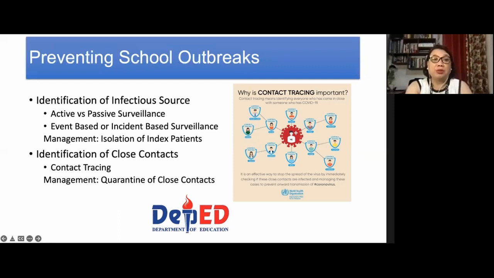What do we do then with the close contacts? And why is contact tracing important? If you look at the figure on the right, the index patient is the patient at the center. And all of these are the other people in the school to whom this index patient has come in close contact with. A close contact is someone defined as having had a certain level of exposure that would make the other person susceptible to the development of disease.